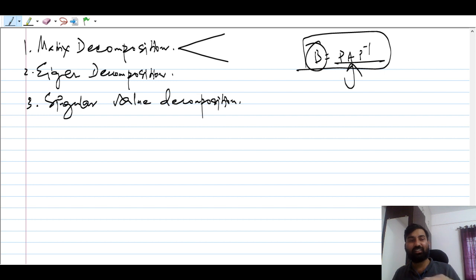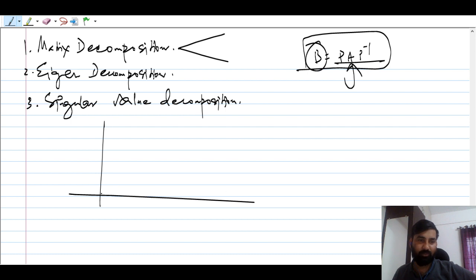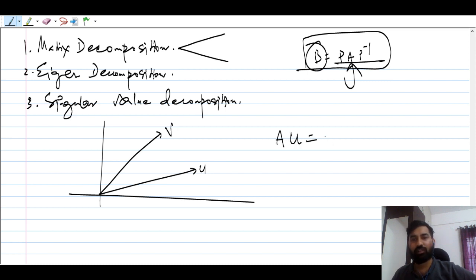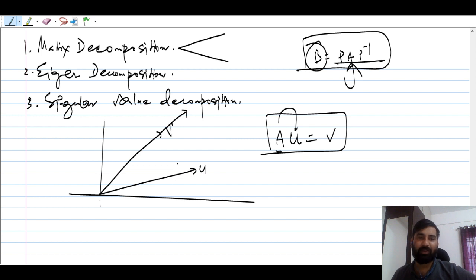But suppose any matrix is there, suppose this vector is your u vector and this vector is the v vector. If a matrix operates on this u vector, you get the v vector. If the length of this v vector has also increased, that is stretching, but rotation has also happened. If rotation is there, that matrix is an orthogonal matrix.